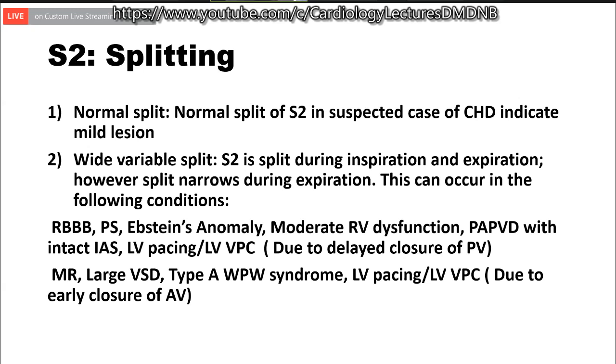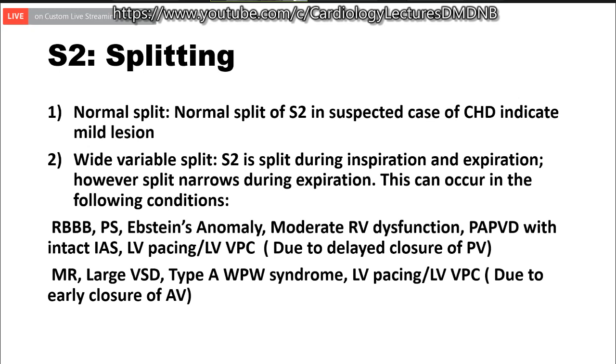Now, due to an early closure of the aortic valve: mitral regurgitation, large VSD, type A WPW syndrome, LV pacing with LV VPC. Actually, in LV pacing, it can be due to delayed closure of the pulmonary valve because initially the LV is stimulated and the RV stimulation occurs later, so there is a delayed contraction of the RV resulting in delayed closure of the pulmonary valve.